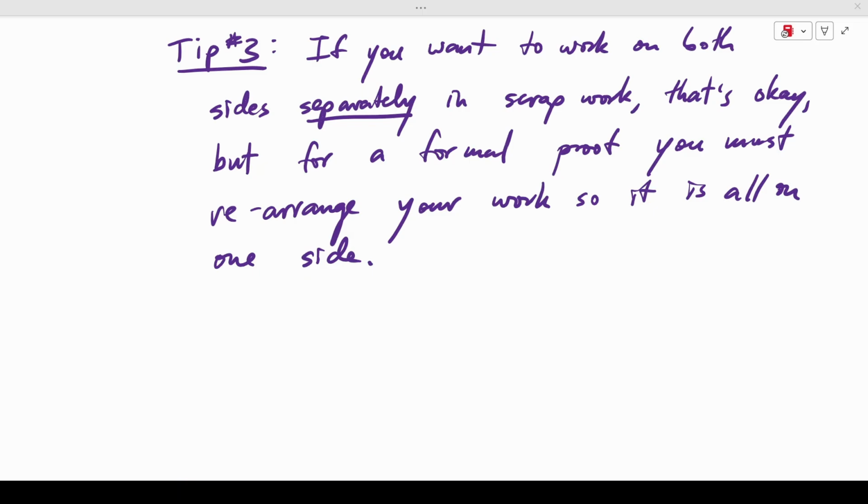So now this brings us to tip 3. If you want to work on both sides separately in scrap work, that's okay. And I'm going to talk more about what I mean by separately in a minute. You can work on both sides separately in your scrap work, but for a formal proof, you must rearrange your work so it's all on one side. So I'm going to do this exact same question again, but I'm going to do it in a scrap work kind of way, where I'm working on both sides separately, and then I'm going to use that scrap work to make a formal proof.